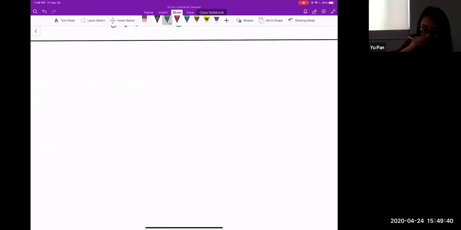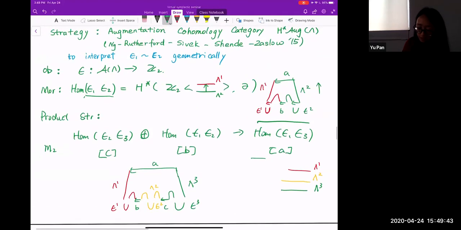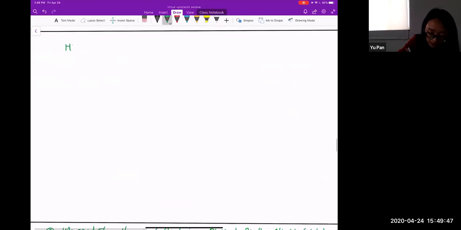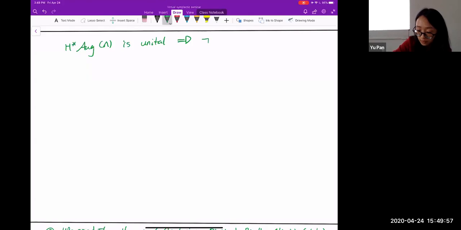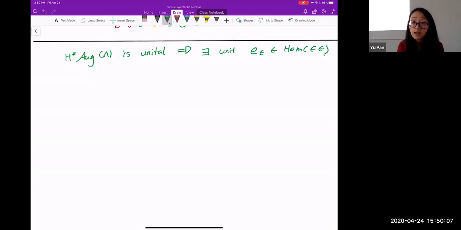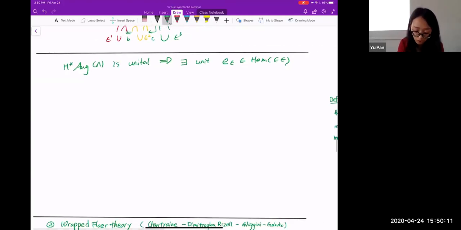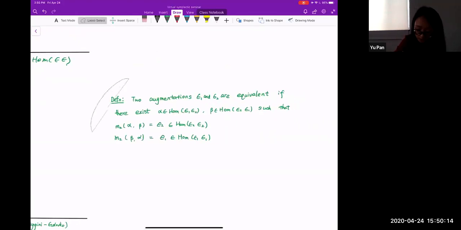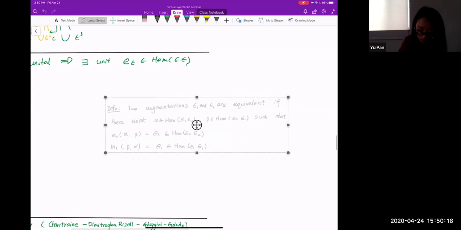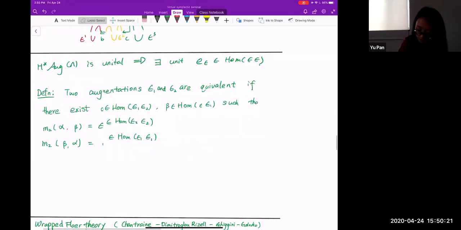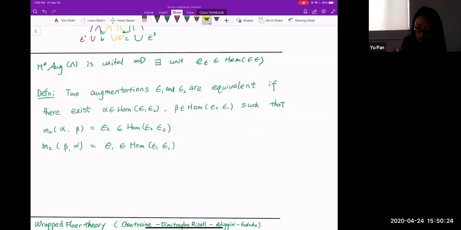Okay, so we have been using the categorical language a lot. And one good thing about this augmentation cohomology category is that this category is unital. What that means is that there is a unit, let's say E, in each self-hom. What this allows us to do is talk about equivalence of augmentations.